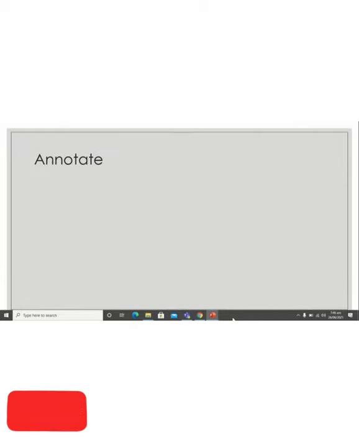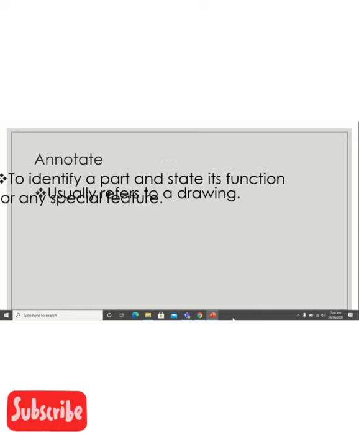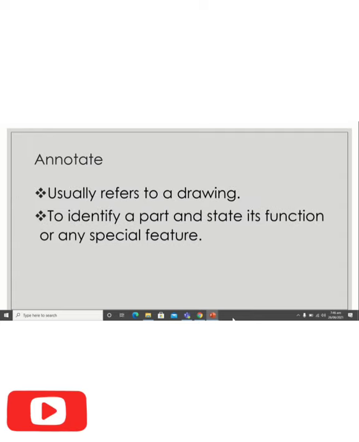All right, annotate, which really is usually referring to a biological drawing, right? Or diagram. And it just simply means to identify a part. So you identify the part. Okay, this is the stomach, right? And you state any special feature or function of the stomach, right? What is the purpose of this thing? What is its use? What is it good for? Something special about it. And that's usually your annotation. So you have identified and then you state any special feature.